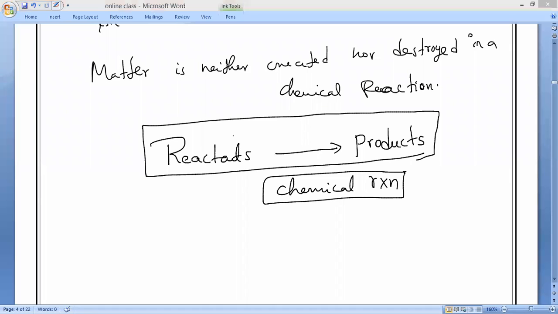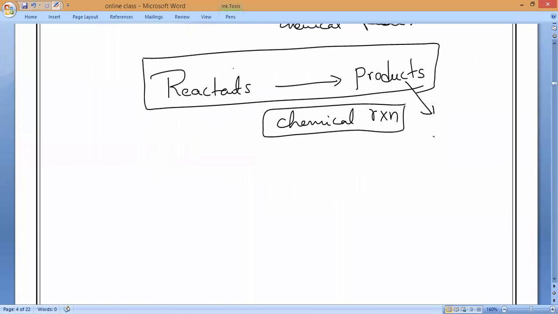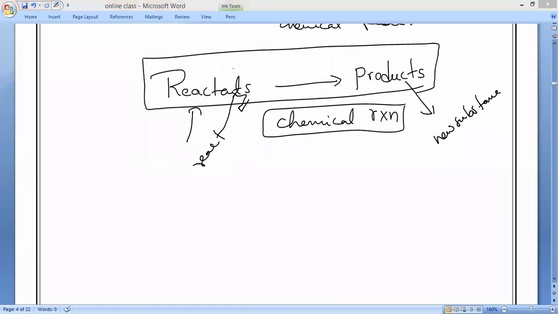Whenever substances combine together or react together, they are called reactants. What is going to react is called reactants, and the new substances that are forming are called products. If you want, you can write the definitions also. So this is what you have to remember.